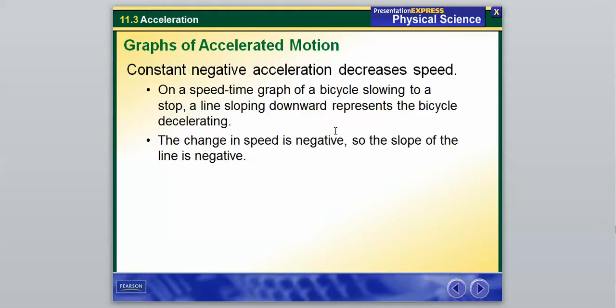And then, on the flip side, there's constant negative acceleration, which decreases speed. On a speed-time graph of a bicycle slowing to a stop, a line sloping downward represents the bicycle decelerating, and the change in speed is negative, so therefore the slope of the line is negative.